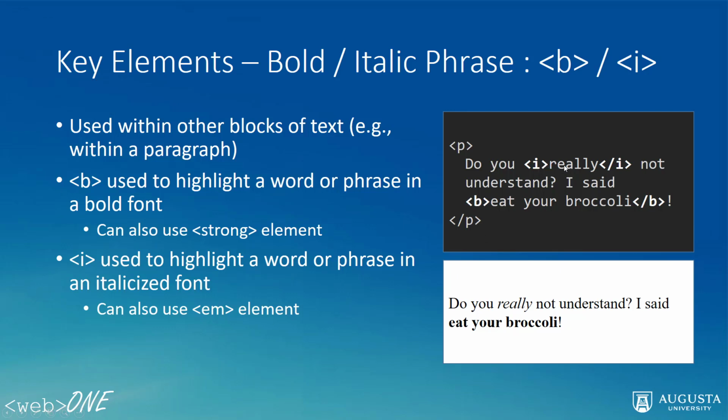In this example, you see that the phrase "really" is italicized in the presentation, and the phrase "eat your broccoli" is bold in the presentation. B and I tags have twin elements. The strong tag works exactly the same as the B tag. And the EM tag works the same as the I tag.